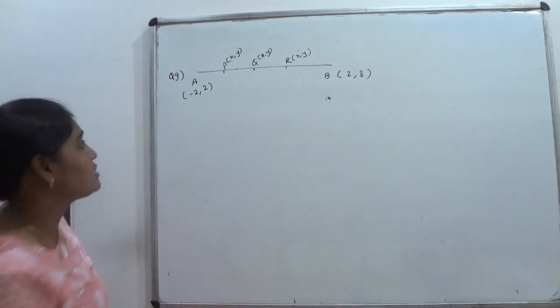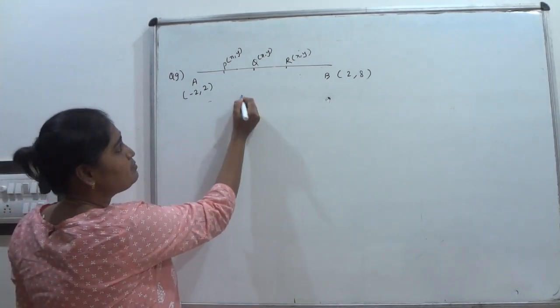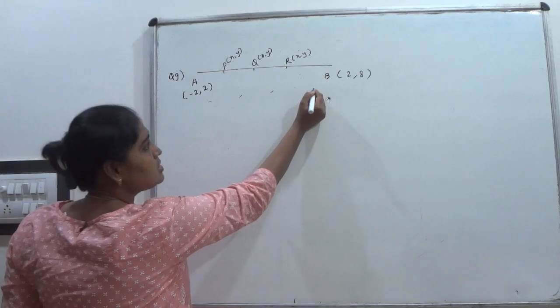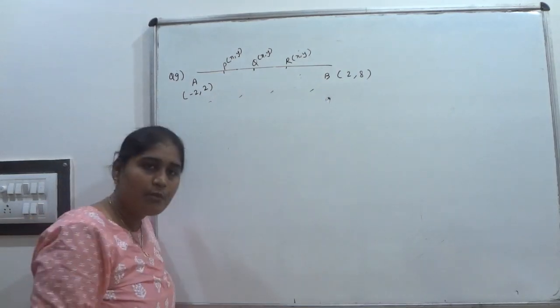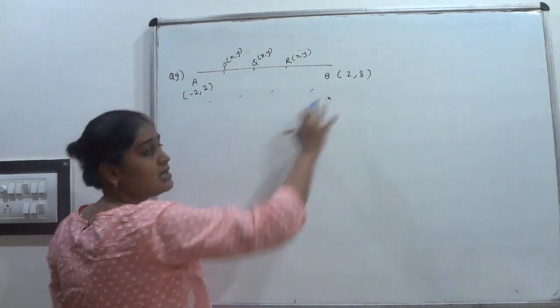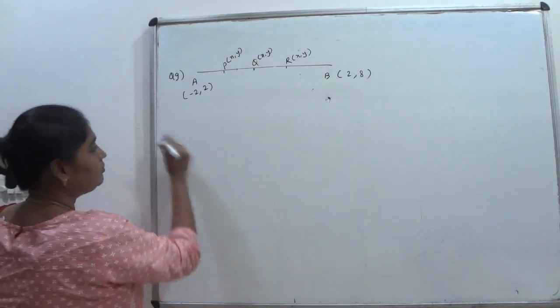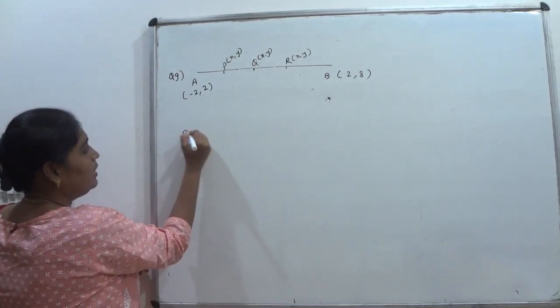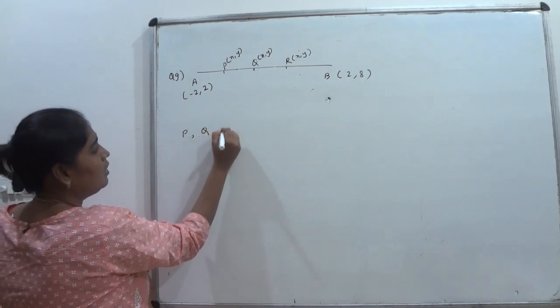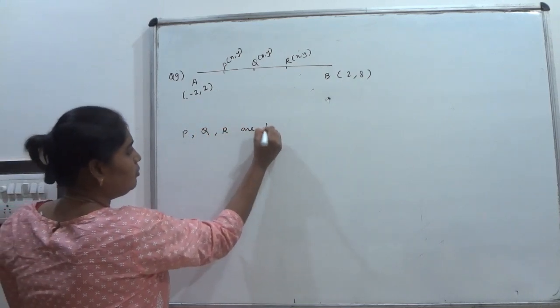4 equal parts means what? AP distance, PQ distance, QR distance equal to RB distance. All four parts are equal here. So you have to write it here first: P, Q, R are the points.